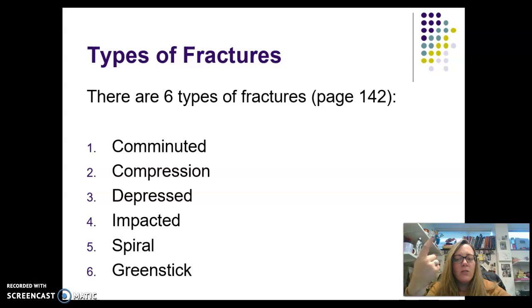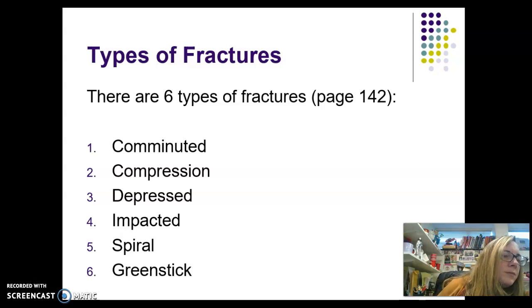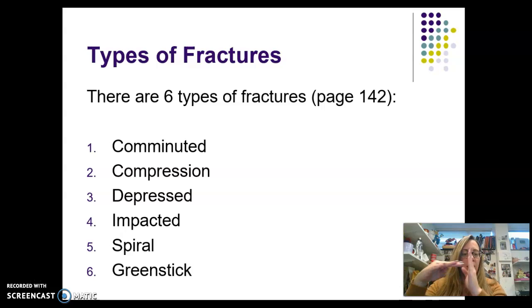Spiral is when there's a twisting, and a greenstick is when you have, instead of a break kind of across a bone, let me see. I don't have any bones near me that I can use. Instead of having a break across a bone, there's a longitudinal type fracture.